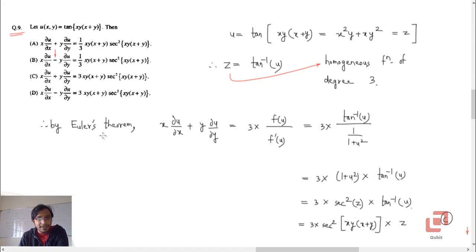If you look at the right hand sides, all of them appear identical except that we have got 1 upon 3 here and we have got 3 here. Everything else is the same. Now, obviously you are not going to differentiate and get the answer. If you want you can, but what I recommend is you should use Euler's theorem. To do it, first we have to check whether we can apply it directly.